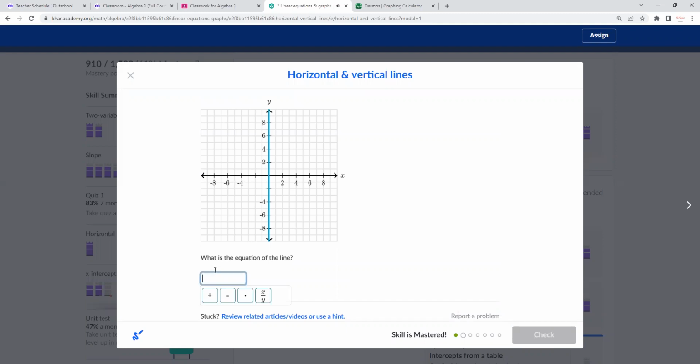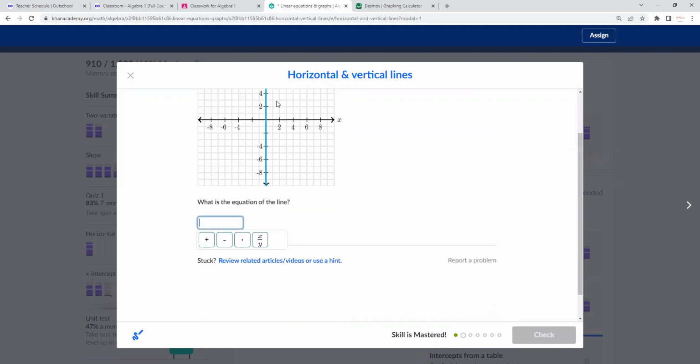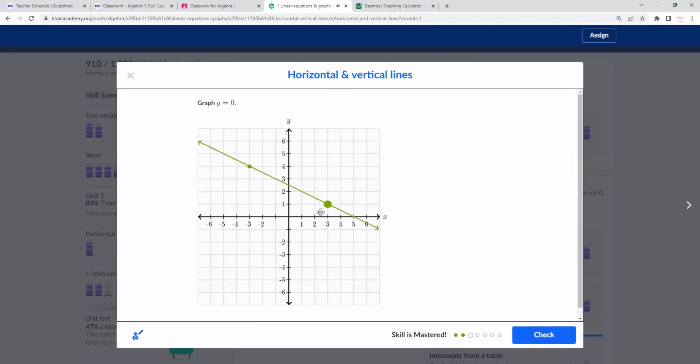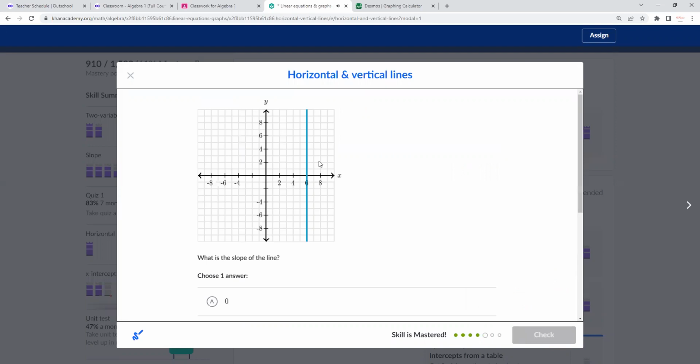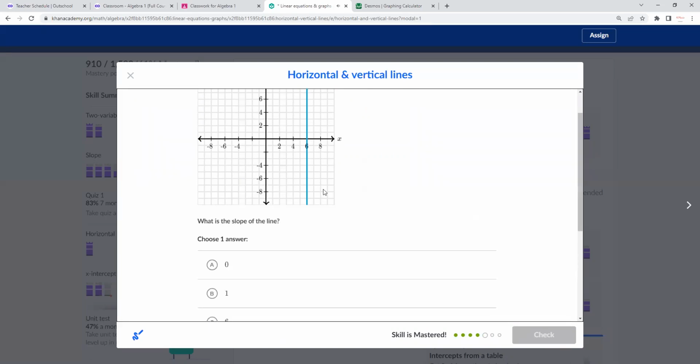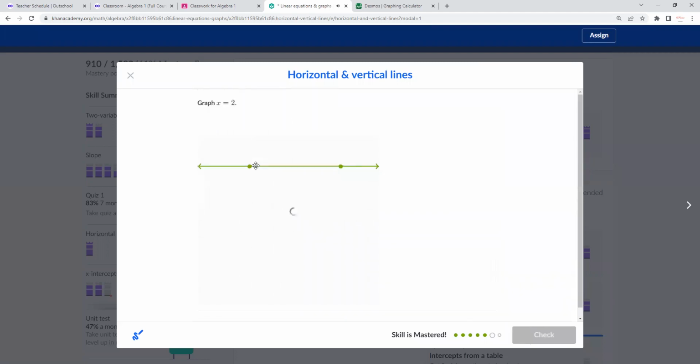What's the equation of this line? Well, it's going up vertically. It's x equals 0. Graph y equals 0. Okay, let's go to where y is 0. It's going to be a horizontal line. What's the equation of the horizontal line? Horizontal line is your y equals 6. What's the slope? Okay, this is x equals 6, undefined.